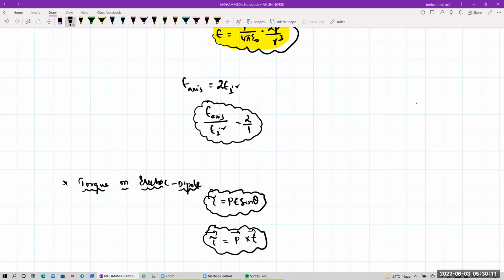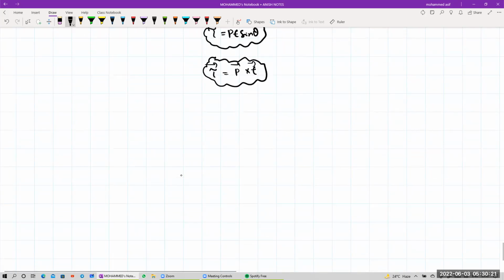Now tell me, this is very important. Already చాలా సార్లు అడిగిన క్వశ్చన్ ఇది. P bar cross E bar అంటే కండిషన్ ఏంటి? Both of them are perpendicular కదా. So tau bar is perpendicular to both P bar and E bar. Torque is perpendicular to both P bar as well as your E bar.